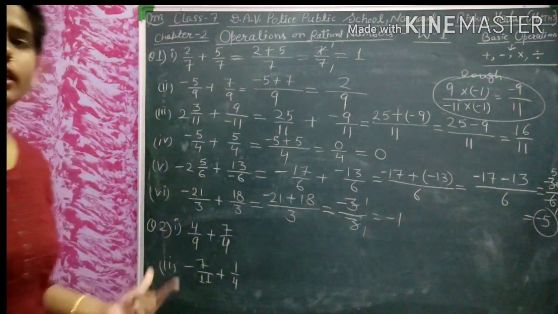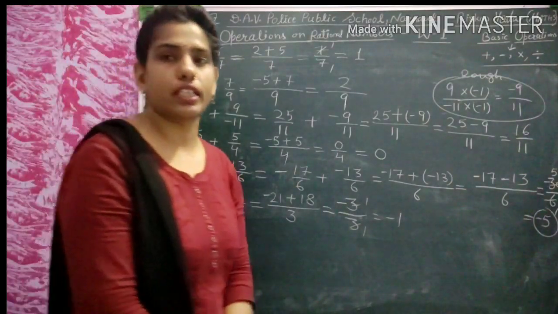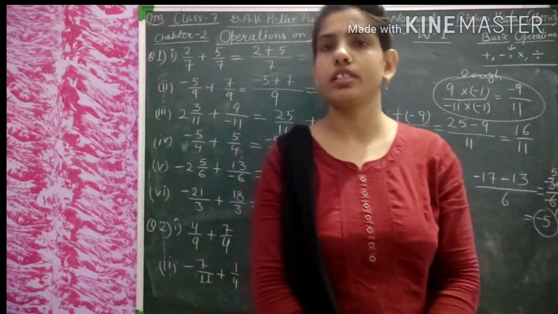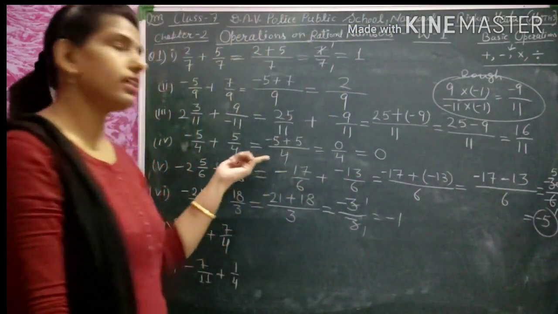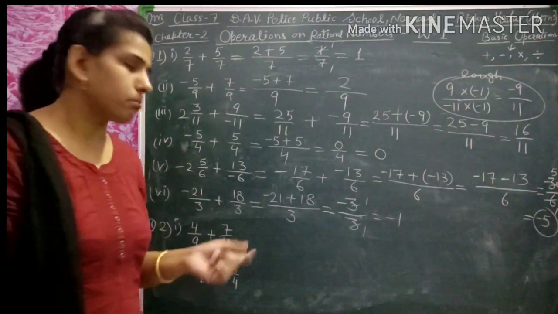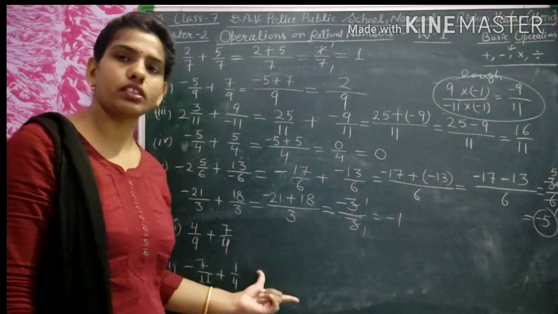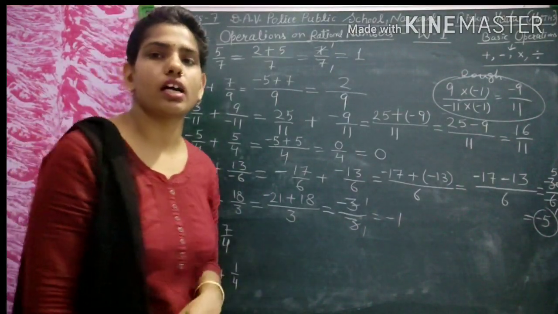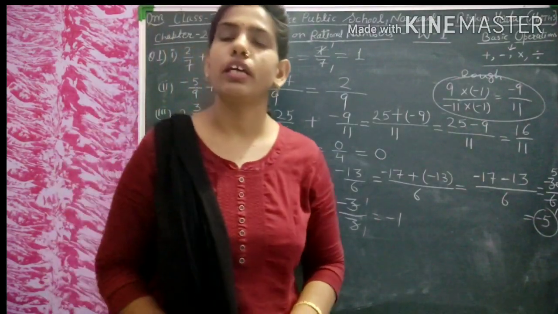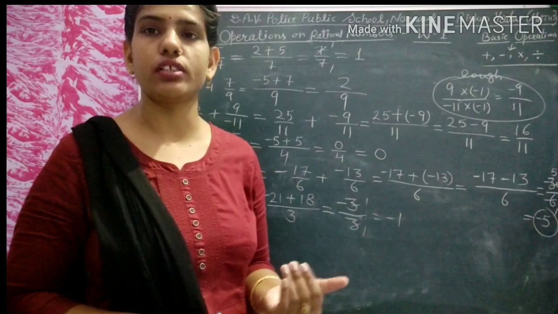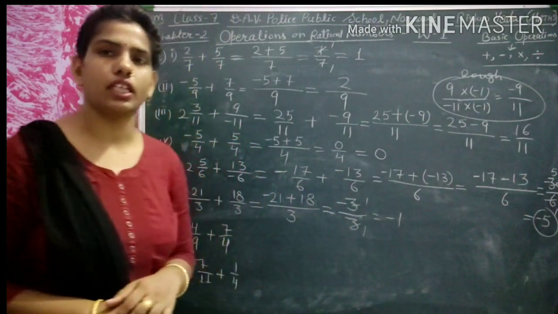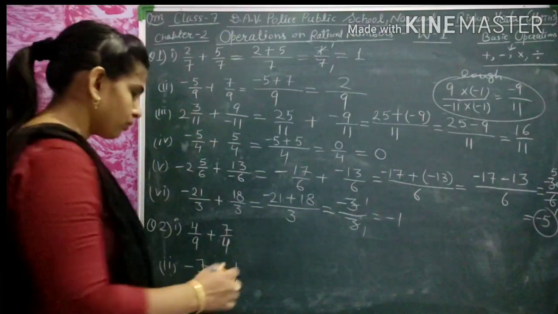And there is the next question, question number second. In question number first, we saw that the denominators are the same, but in question number second, denominators are not the same. If denominators are not the same, then we will take the LCM first and then solve the questions easily, as we can do.